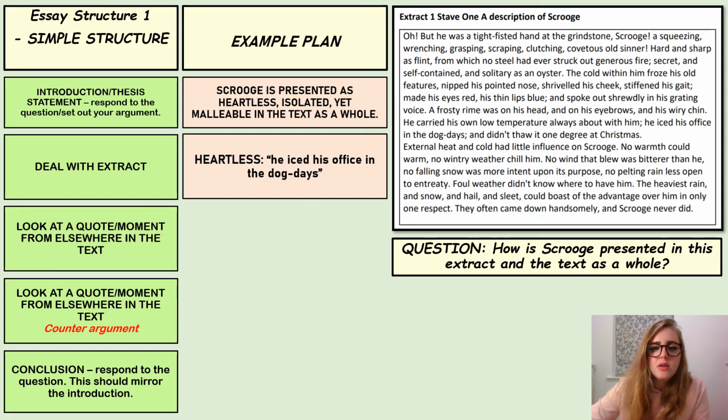Okay. So my first one, I'm going to look at him being heartless. I'm going to look at he iced his office in the dog days, being the hottest days of summer, and I'm going to talk about how he makes the office cold, metaphorically, for Bob Cratchit, and how he's heartless, and potentially refer to when he doesn't want to heat the office up as well, and think about how that literally and metaphorically shows that he's heartless. So some nice literal and symbolic analysis there. I've got a video on that if you don't know what that means.